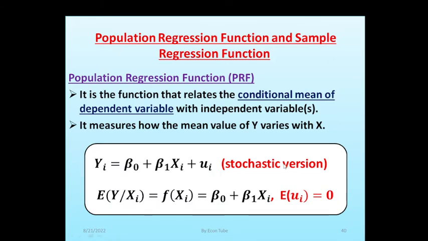If you look at the stochastic version of the simple linear regression function yi, when we find the expected value, it is about the distribution, not the mean, not the average. The expected value of y given xi is equal to a function of xi, which is beta naught plus beta 1 xi. The expected value of ui, the error term, is 0 because the error term may be positive or negative. When you aggregate, the summation of positive and negative error terms cancel each other and finally become 0 on average.